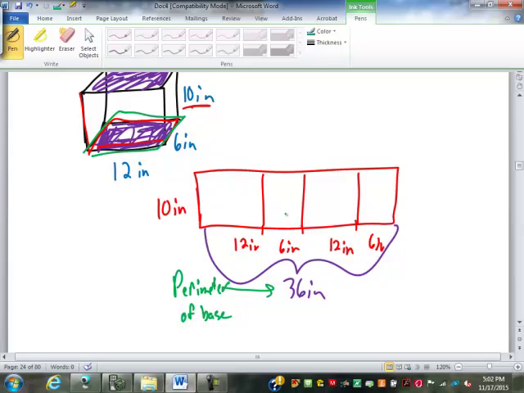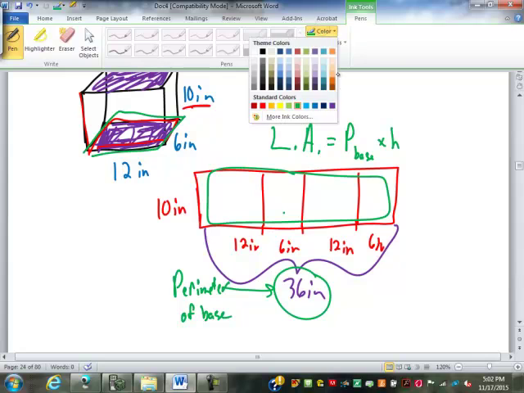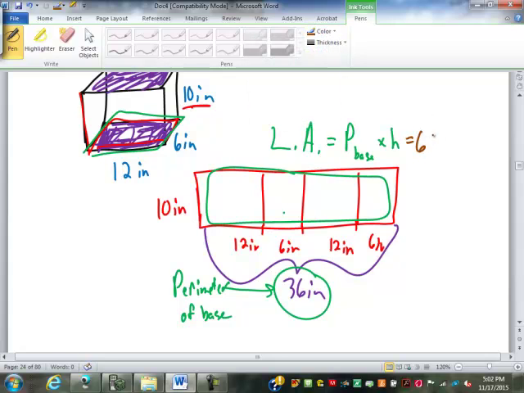The area of this rectangle right here, my lateral area, is the perimeter of the base times the height. So the perimeter of that base was 36. I can't write today. 36 inches times the 10 inches of height. So 360 square inches is the lateral area.